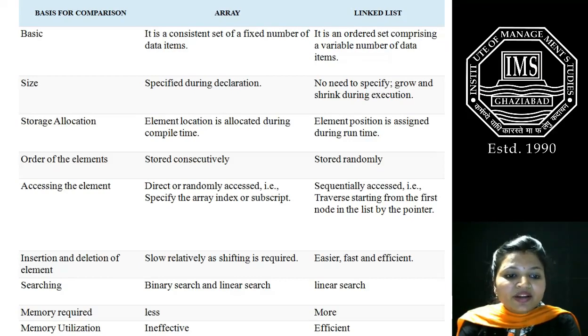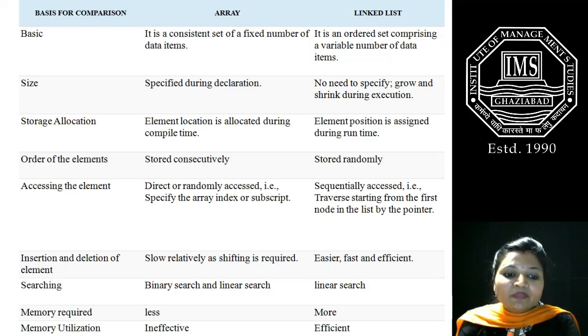If you want to insert or delete an element in an array, you have to shift some elements upwards or downward, so the array becomes relatively slow. Whereas in linked list this is not the case. We can easily, quickly and efficiently insert the element in the linked list. If you talk about searching, we can implement linear search and binary search with the help of an array, but in linked list we can only implement linear search.